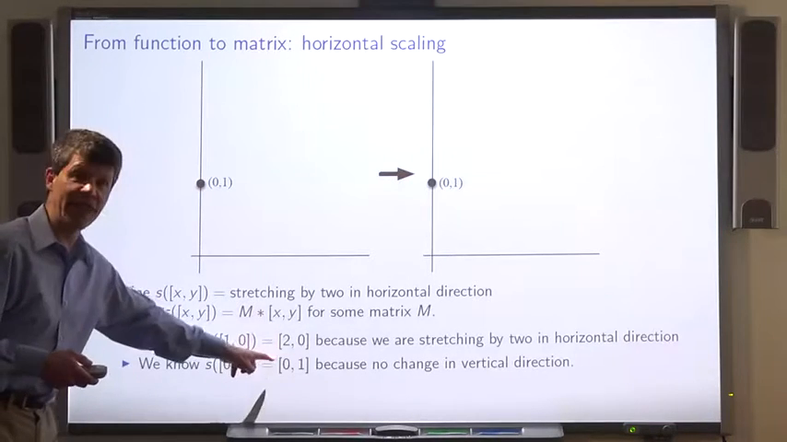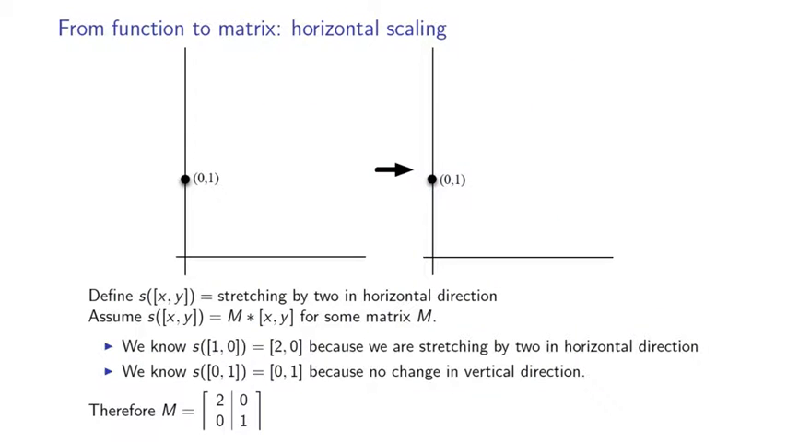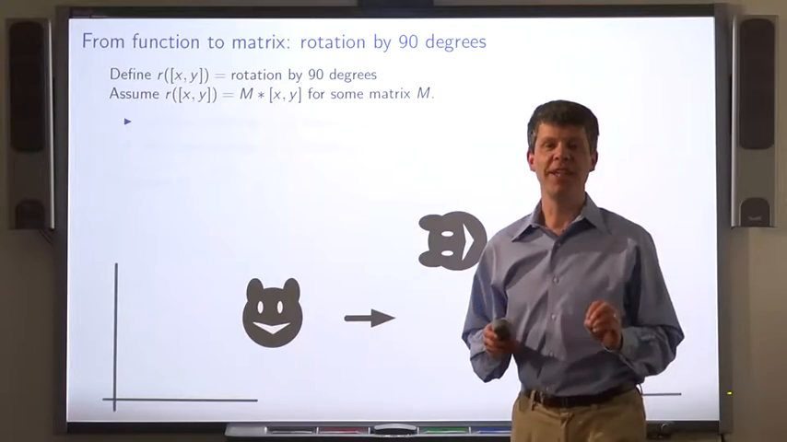So we take these two vectors and we build a matrix with those as its columns. That's the matrix M, with (2, 0) as its first column and (0, 1) as its second column. Let's try another example, rotation by 90 degrees.